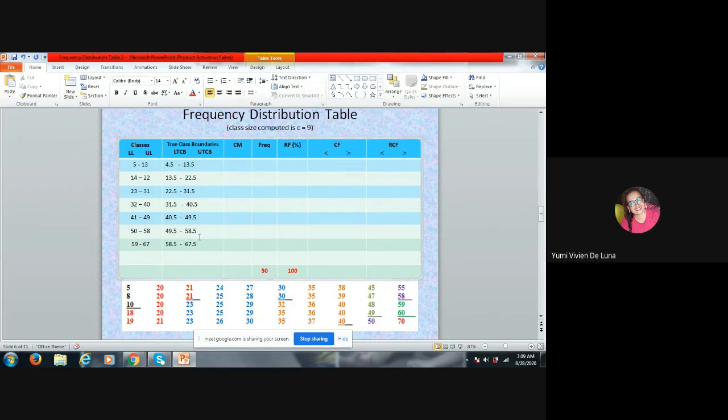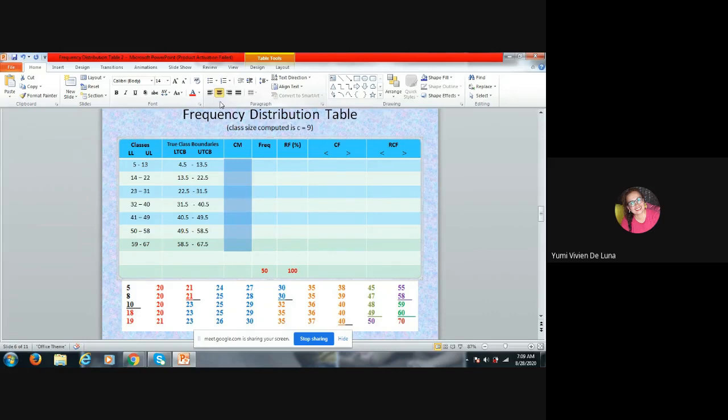And so we have now your TCB or the true class boundaries. Okay, I repeat, yung 0.5, para makuha natin ang LTCB, magsusubtract lang kayo sa lahat ng lower limit ng 0.5. And to get your UTCB, mag-add lang tayo ng 0.5 sa upper limit column. Okay. Next will be your class mark. So if you recall in your lecture notes, the formula for your class mark is lower limit plus upper limit divided by 2.